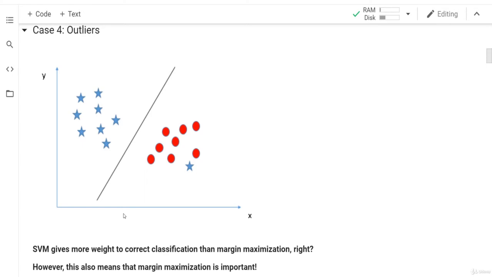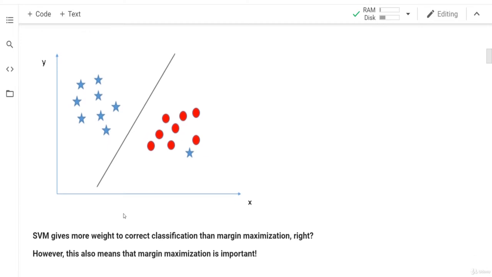We didn't really discuss the idea of maximizing the margin for linear regression, logistic regression, KNN, decision trees, or random forest, right? We didn't really have anything in the algorithm that waits for this.